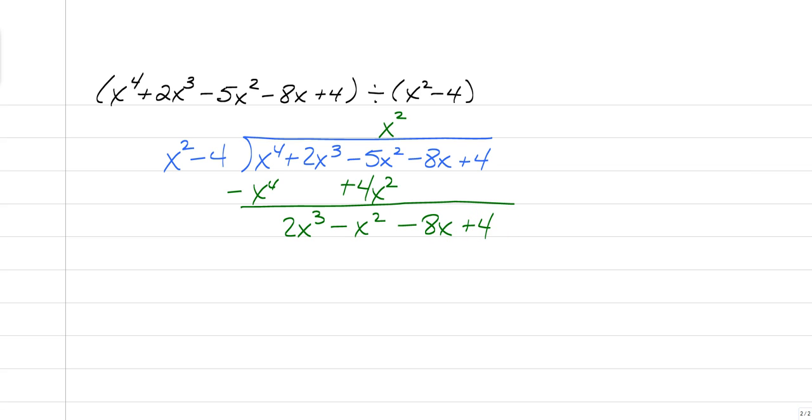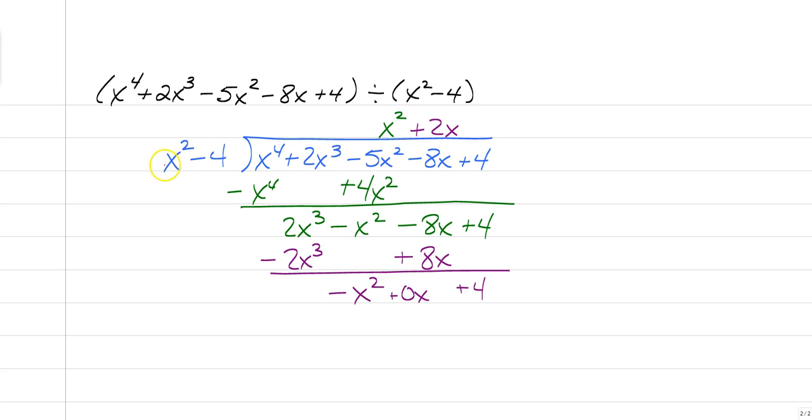Do it again. X squared times what gives you 2x cubed? That would be a 2x. 2x times x squared, 2x cubed. 2x times a negative 4 is a negative 8x. We're subtracting, so we can just change the signs. Those cancel. Bring down negative x squared. Those cancel. Bring down positive 4. You can put a 0x there if you want a placeholder.